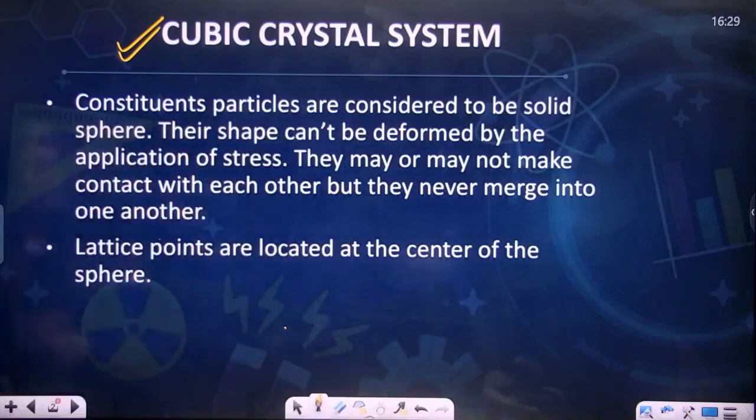So the first point says that constituent particles are considered to be solid spheres. Their shape can't be deformed by the application of stress. They may or may not make contact with each other, but they never merge into one another.